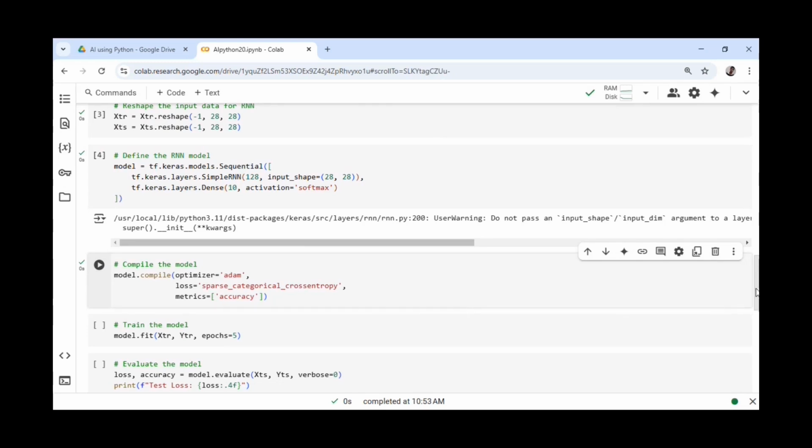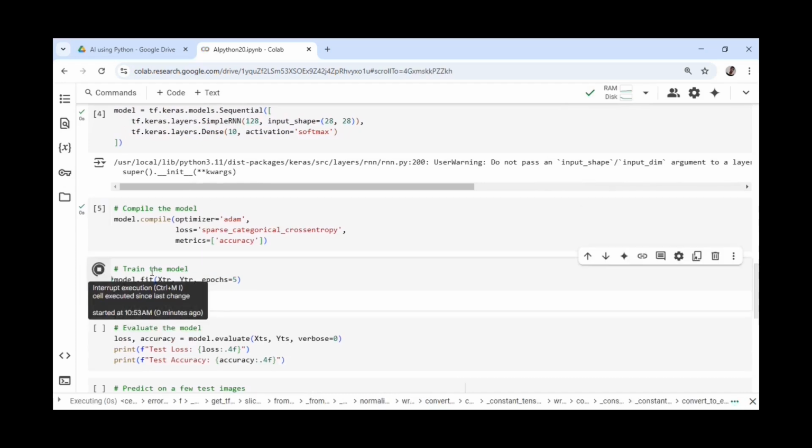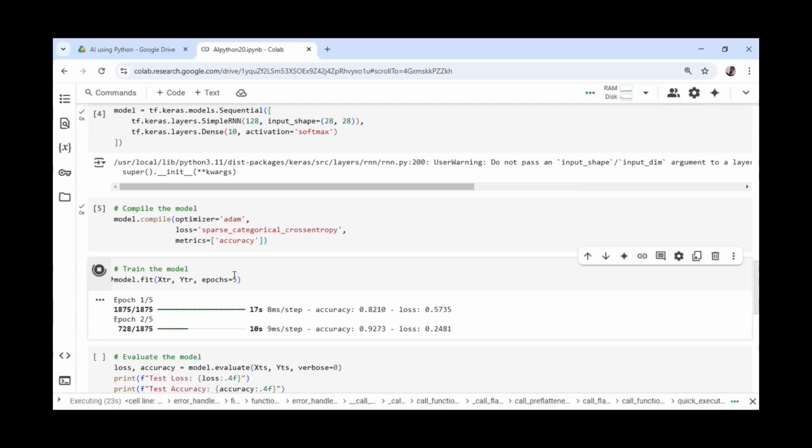We can train the RNN using the model.fit function with the training data XTR and YTR. And here also we will be using the number of epochs as 5. Since the RNN is a dynamic model, the training of RNN will also take more time compared to feed-forward neural network. And also it depends on the number of parameters in the model.